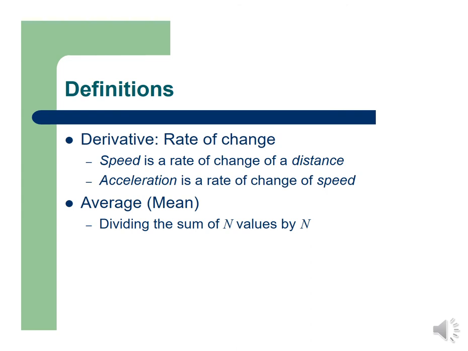The definition of derivative, you can say, is rate of change. For example, speed is the rate of change of distance, and similarly acceleration is again the rate of change of speed. We have another definition, average, where we sum all the n values and divide by n. If we have five values, we add up these five values and divide by five, so we get the average.